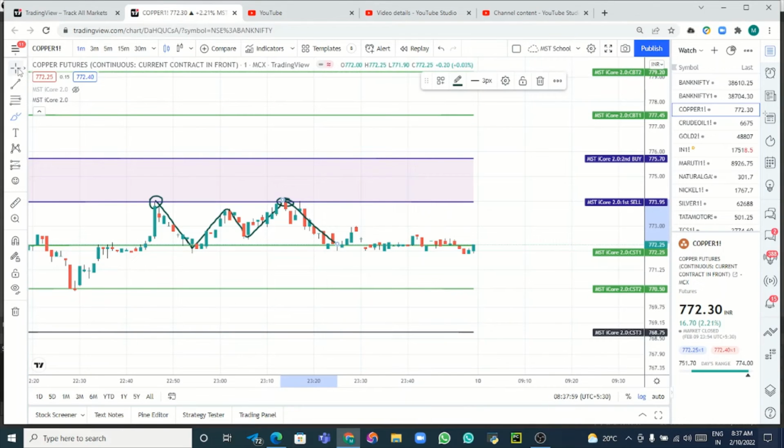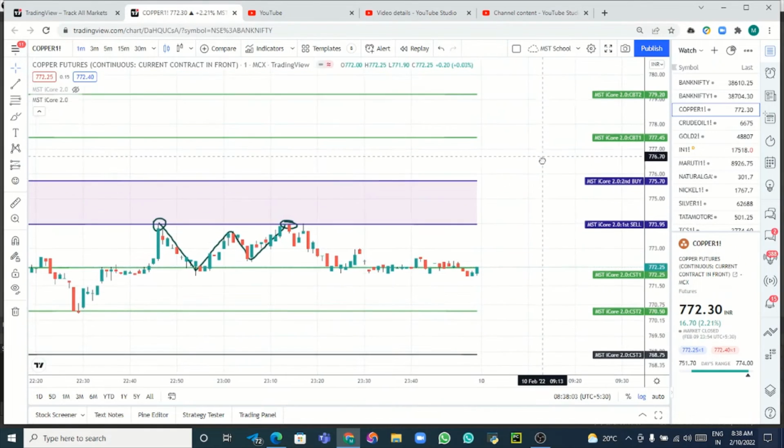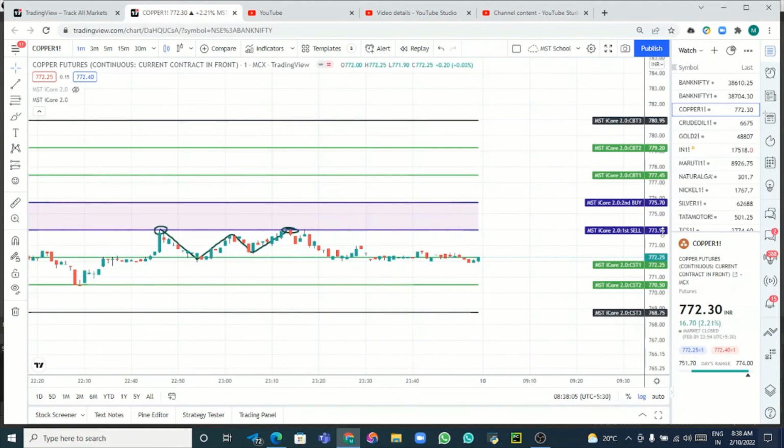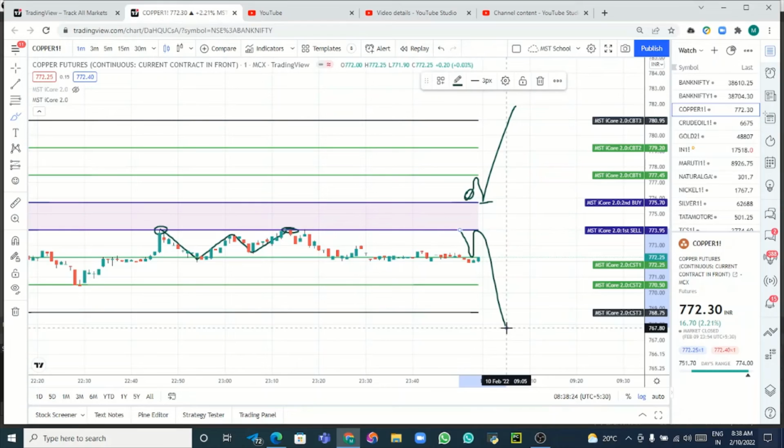So now, that is today, 10th February 2012. What will the market be for copper? If copper opens above this level, then it will go up, then it will come down, retrace here, then shoot up. If the market opens here, it will come here, go back, then retrace, then come down. So this way also, tomorrow's market can be analyzed by using our night market calculation.